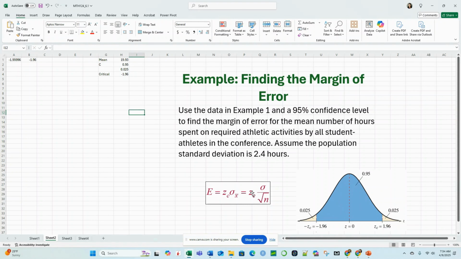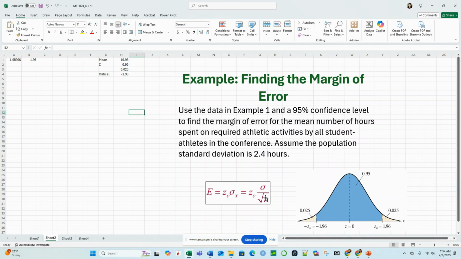Then we have to calculate the marginal error. That means critical value times sigma. Sigma is known, 2.4, and the square root of it. This is the sample standard deviation. We know that using the central limit theorem, we can't consider sigma as a sample standard deviation. We have to divide by square root n.